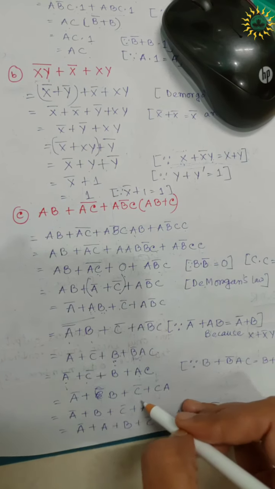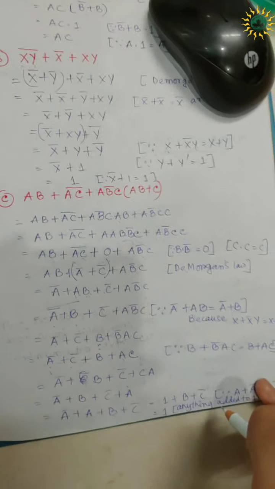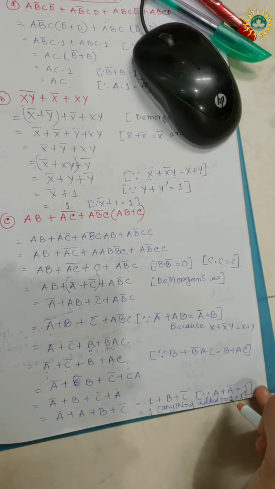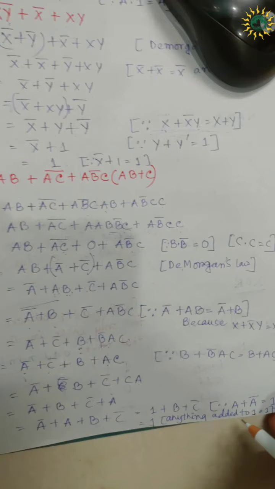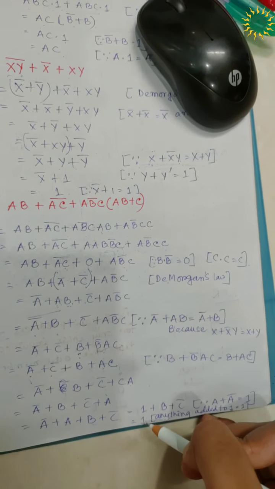After that, what we are doing? We have A bar and A. A bar and A gives you 1. Then we have B and C bar. Now 1 plus anything added. See, I have written anything added to 1 gives you 1. So 1 plus anything gives you 1.